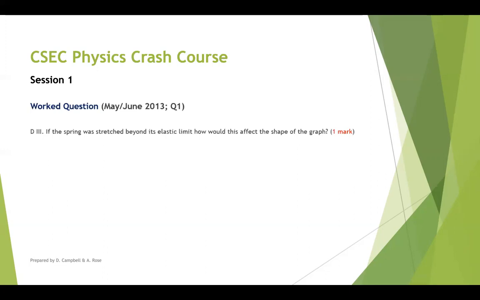Now remember that we said that for Hooke's law, the relationship between the force and the extension is one of direct proportion. However, Hooke's law is not obeyed outside of the elastic limit. So if there is excess force placed on the spring, then you're not going to have proportionality anymore. So it means that instead of having a straight line all throughout, you're going to end up with a curved portion at the top to show that the relationship is no longer one of proportion.